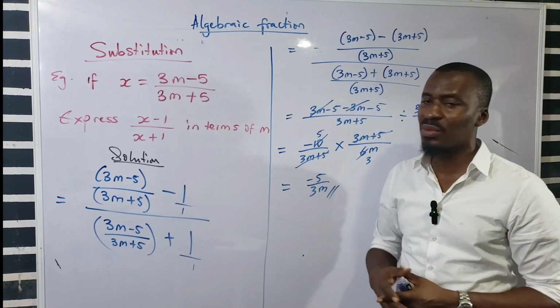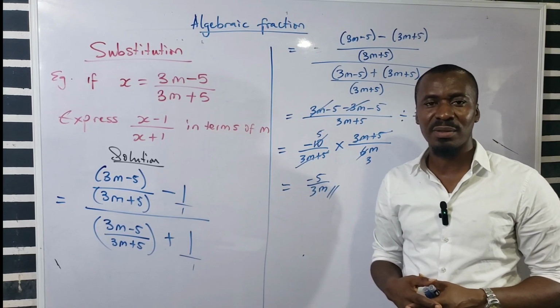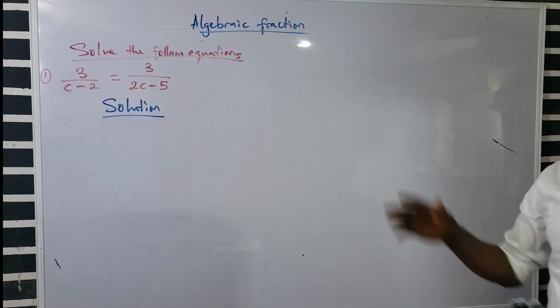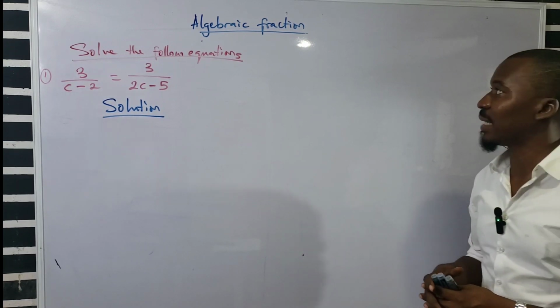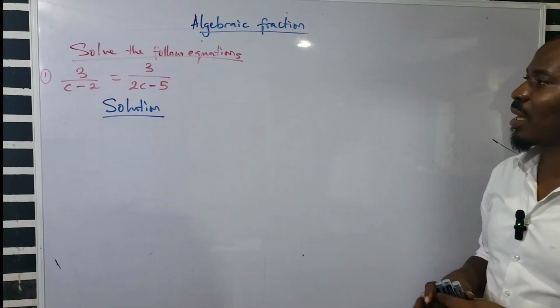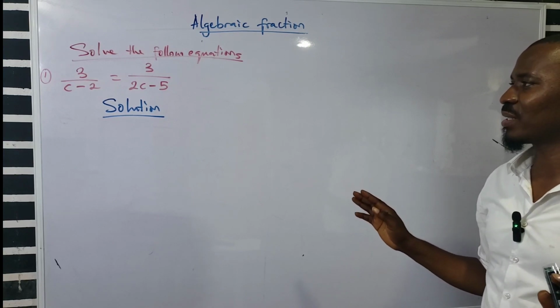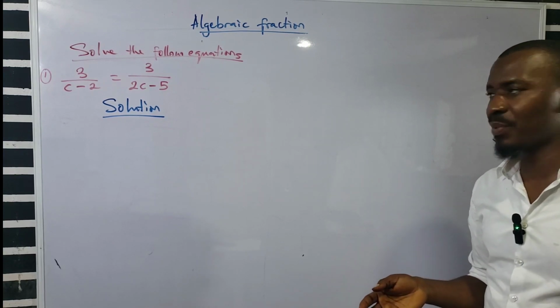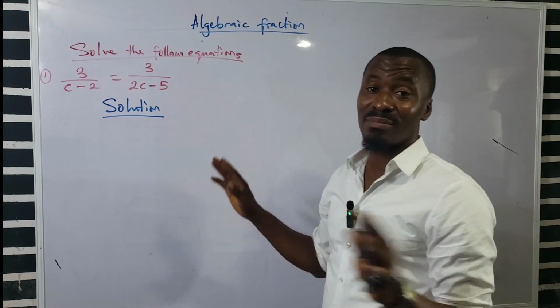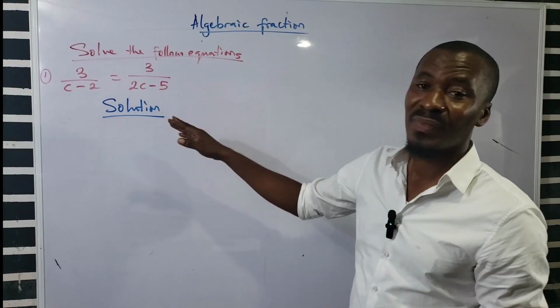So let us move into that and see how that goes. What we have on the board is an algebraic equation, okay? But this one is very simple, so we're not going to take time to solve it. Then we'll move to another type, okay? Let me just tell you what to do.